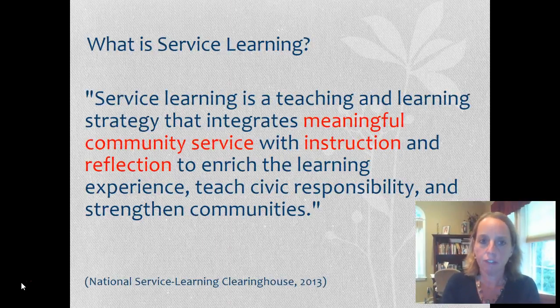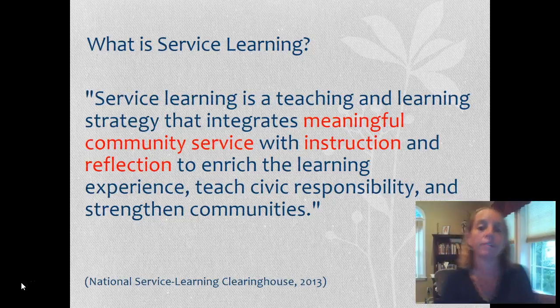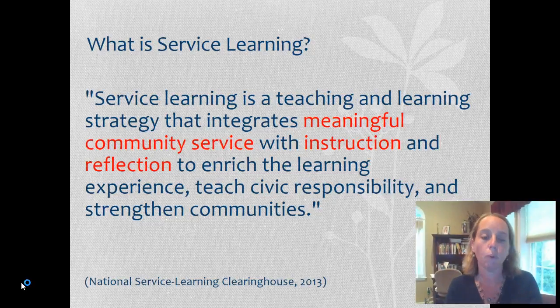So here is a definition of service learning. Service learning is a teaching and learning strategy that integrates meaningful community service with instruction and reflection to enrich the learning experience, teach civic responsibility, and strengthen communities. So what you can see here is that it's a great opportunity for you to engage your students in so many different aspects that can really enhance the learning experience for themselves and make a difference in their communities as well. So we're going to talk about the different components of service learning.